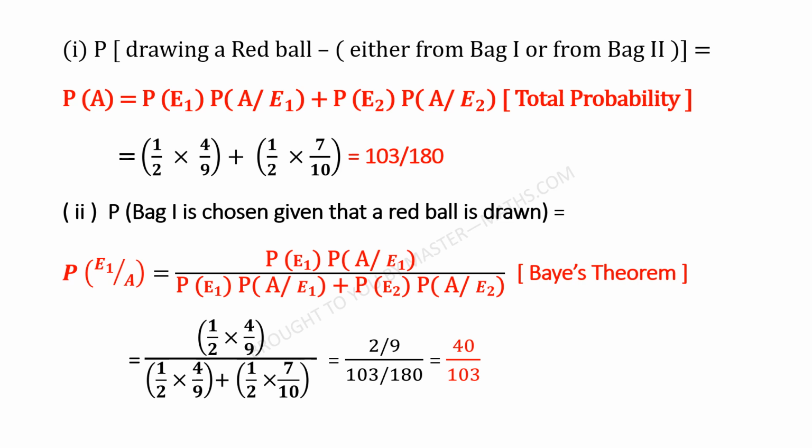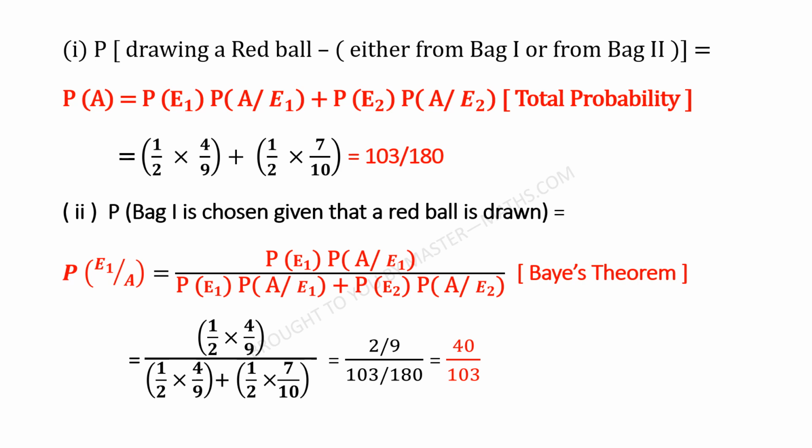Let us move on to the second subdivision. Here you want to find the probability that bag 1 is chosen given that a red ball is drawn. So, either one of the options is specifically asked in the question. So, this is the concept of Baye's theorem. The red ball is drawn, you know, that is for sure. So, A is given to you.